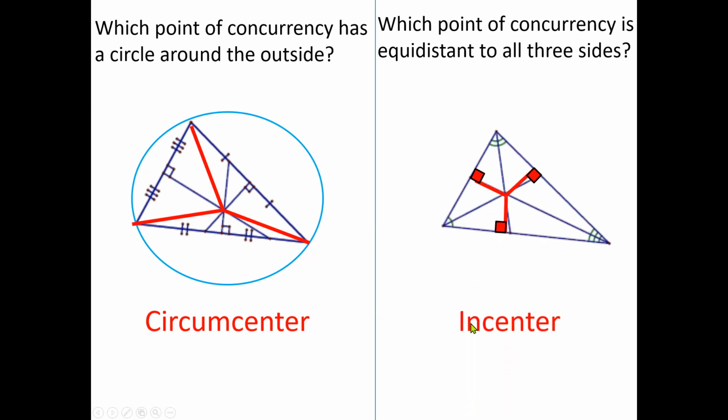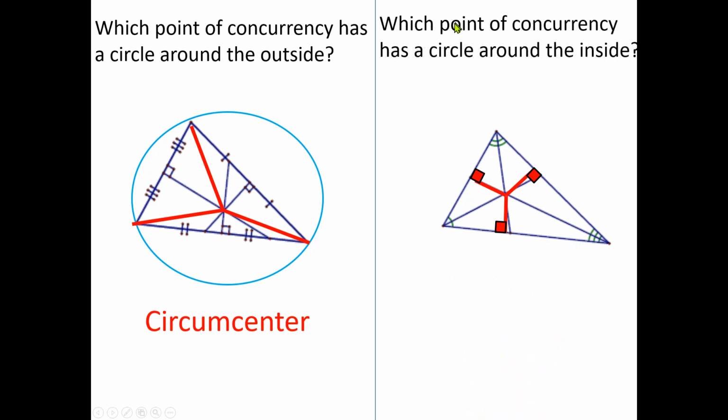Anyway, next, which point of concurrency is equidistant to all three sides? If you said incenter, you're correct. All of these red lines are the same length to each side of the incenter. And you can tell it's an incenter. It's got the angle bisectors everywhere, right? Three angle bisectors. Next question. Which point of concurrency has a circle around the inside, or inscribed into the inside? Well, the incenter does, because that's how these line segments are all the same. They're radii as well, right?